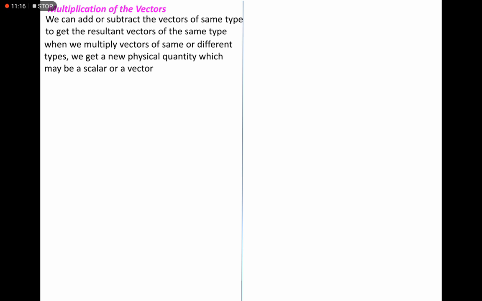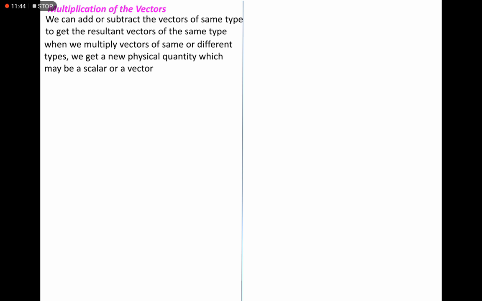Okay, for example, force and displacement. Multiplication of these two quantities will give a third quantity, work. Now force is a vector quantity and displacement is a scalar quantity. If we multiply these, we will get a scalar quantity, that is work.